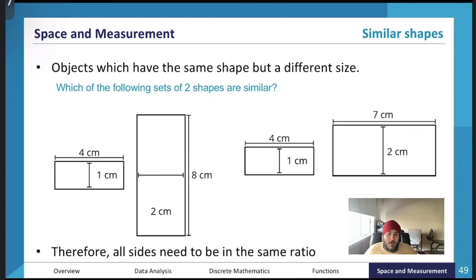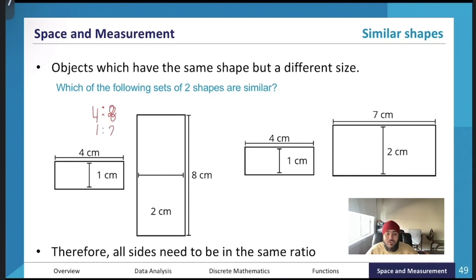To answer this question, what we need to do is consider the different lengths that exist in the shape. This time we have just two-dimensional shapes, so either length or width. What we do is look at the ratios between the different sides. Here we have the length, which is 4 centimeters, and for the bigger rectangle, it's 8 centimeters. So I can see a ratio here, it's 1 to 2, or 4 to 8, which can be simplified to 1 to 2.